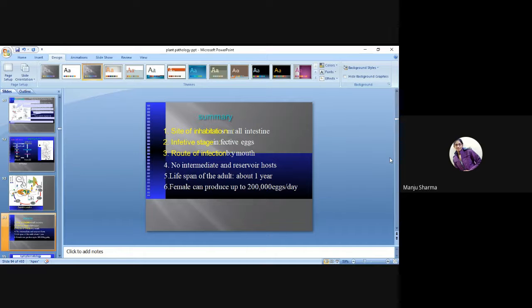There is no intermediate or reservoir host. The lifespan of the adult is about 1 year. The female can produce up to 2 lakh eggs per day.